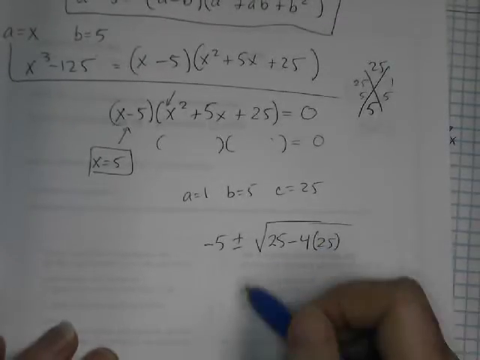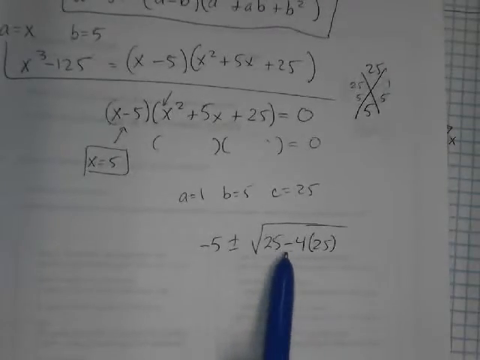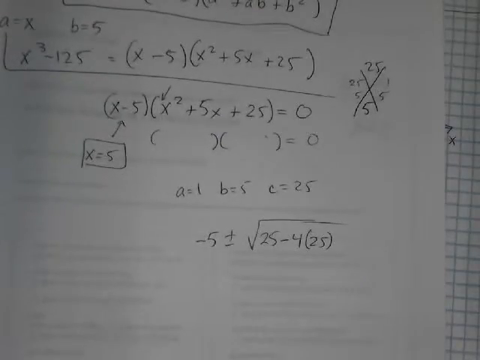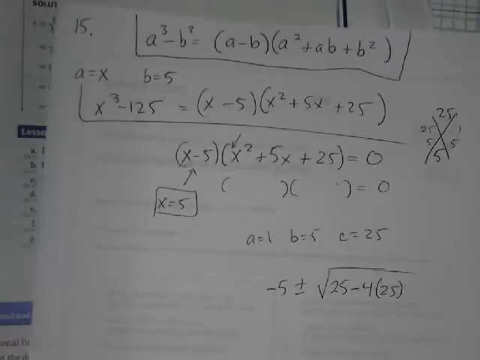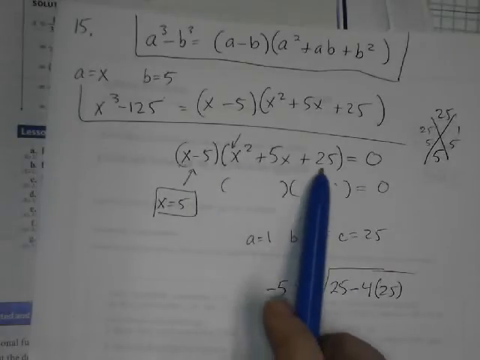Hey, I already see, I don't have to go any farther. I already see that inside here, I'm going to have 25 minus 100. 25 minus 100 is not going to give me any real roots. It's going to give me an imaginary number. So the only answer is 5. You don't have to complete the rest of that. Actually, I probably should have just stopped right there when I saw that that wasn't factorable.